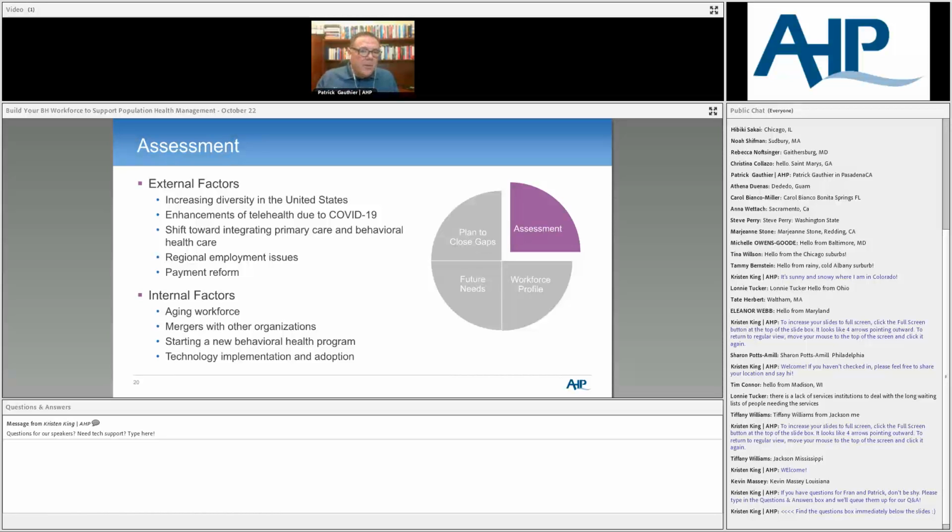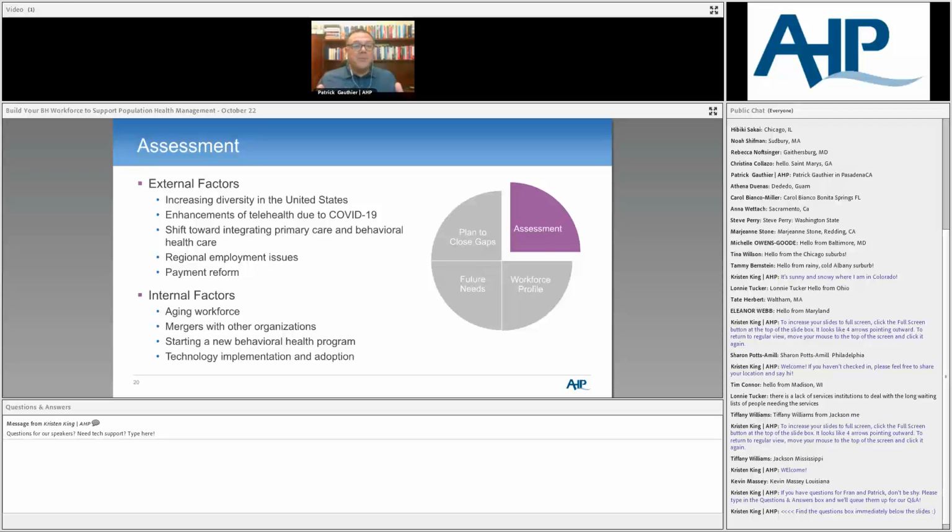Internally, the behavioral health workforce is one that we know is an aging workforce. How does that look in your organization? Internally, you may also be thinking about mergers with other organizations. Is this an opportunity for you to look at behavioral health partners from that standpoint of merger, acquisition, some form of strategic partnership or joint venture even? How does that impact your staffing?